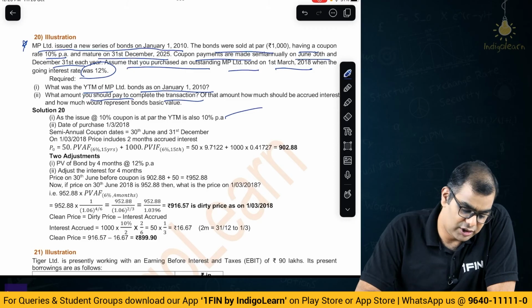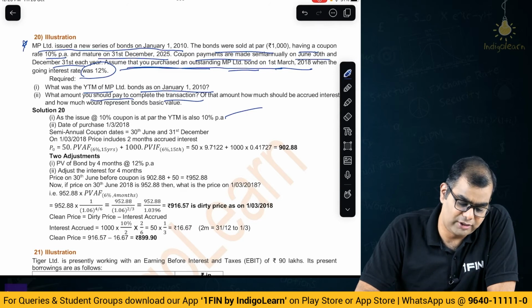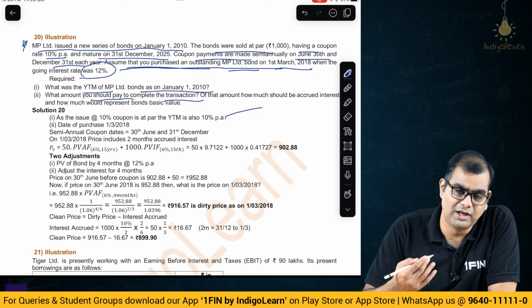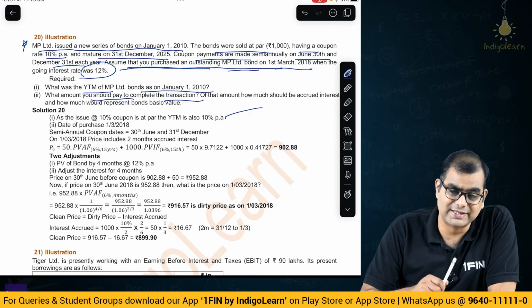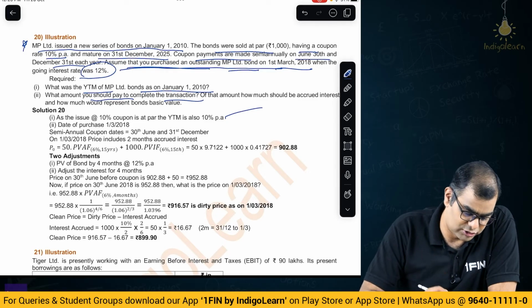What transaction is this? Assume you have purchased an outstanding bond on 1st March 2018. So, in March 2018 you are buying a bond and the going interest rate was 12%, so you are going to buy it at a 12% yield. But please note this is an in-between period transaction, in-between coupon periods. So, you have to account for the interest due, the interest accrued, also.